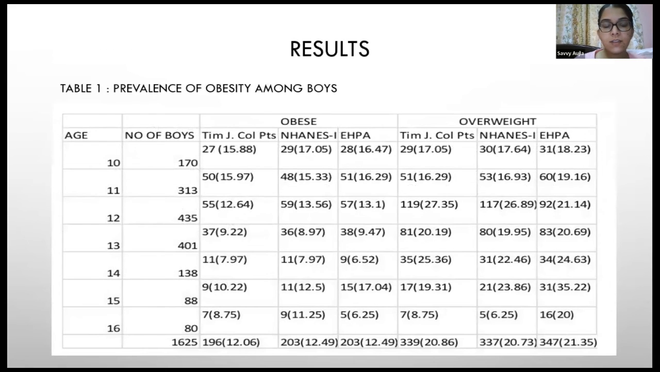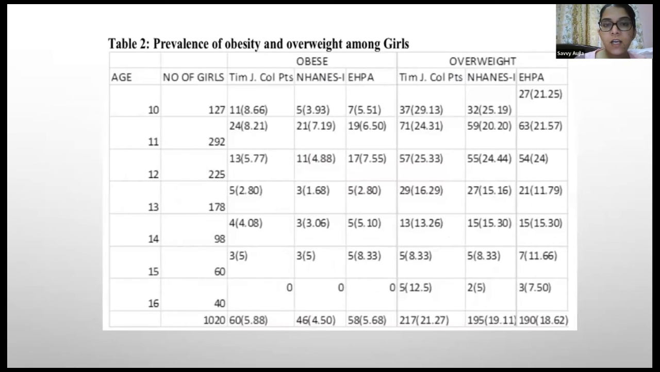The results, as you can see, we used the 3 scales, that is Tenggara, NHANES, and EPHA. So the prevalence of obesity using all the 3 scales came out to be around 12%, whereas overweight in boys came out to be 20%. Similarly, the prevalence of obesity and overweight among girls was also calculated using the 3 scales, and it came around to be 46% in case of obesity, and around 21% in case of overweight in girls.